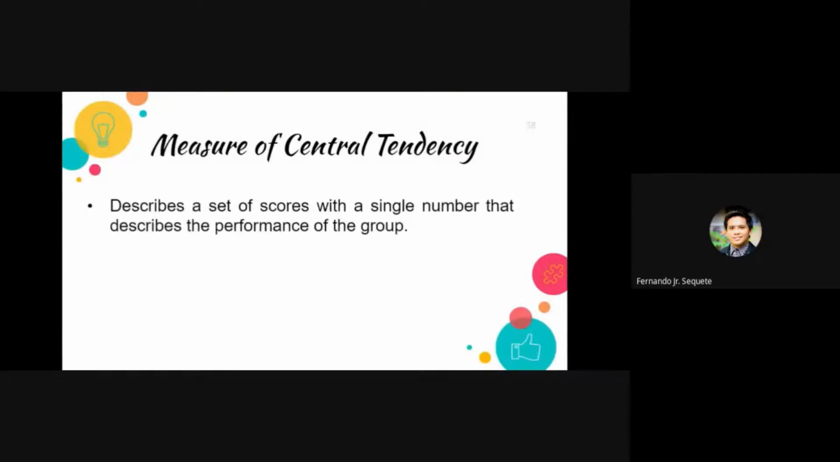So let's have first measure of central tendency. It describes a set of scores with a single number that describes the performance of the group. Like for example, you have to add all the scores of the students and you get a single number. Okay, and that particular single number could describe pa lang ha, dili gid kayo siya imam nga mag-judge dayon sa performance of the group, but it could describe the performance of the group. Okay? So like for example, again, nagpa-quiz kag 20 items and then you get the average, 18 ang average and therefore you can now describe the performance of the group.